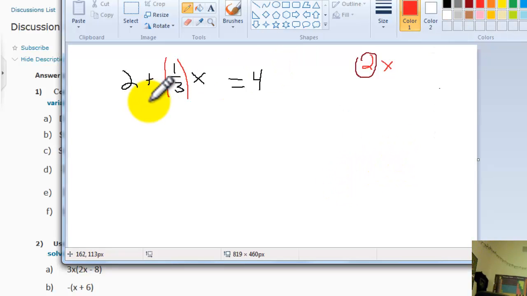What we're going to do then is we're going to subtract the 2 first because it's added there, or it's added really because it's a positive. And that goes away, but what we do on one side we have to do to the other. So we subtract 2. So we have 1/3 x because that didn't change. We didn't do anything with that. We just moved this number here. Equals 4 minus 2, which is 2.